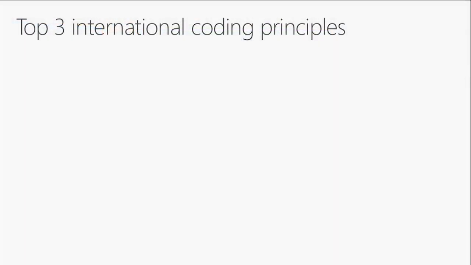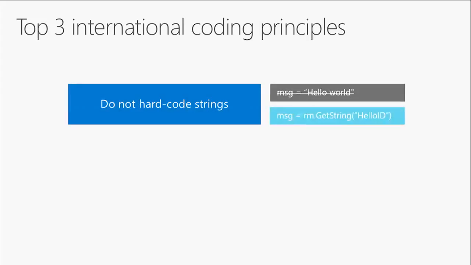All right. So now let's talk about coding. Here are the top 3 coding principles for international. So, do not hard code. That's how I code. Well, change. This is a habit. Change it. If you don't expose the strings, they're not going to be able to be localized. All right, fine. So don't hard code.